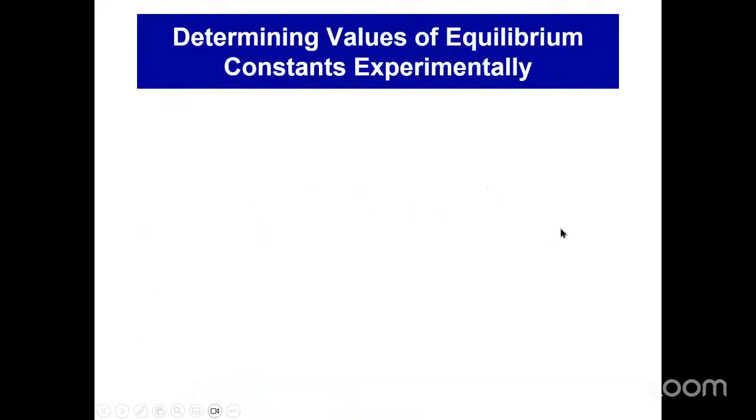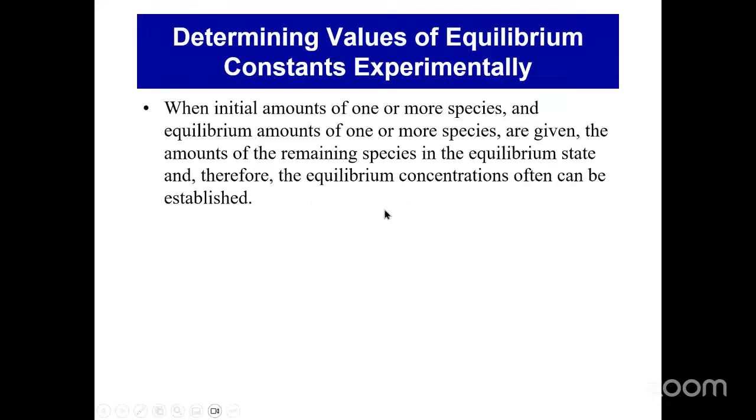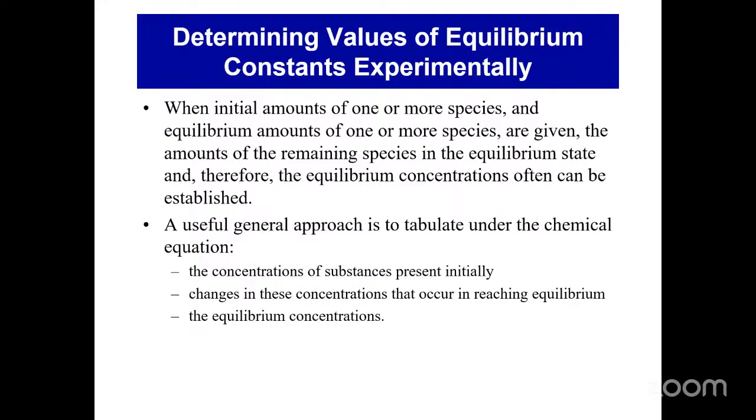Okay, so let's talk about some quantitative aspects of equilibrium. So we can determine, of course, the equilibrium constants experimentally if we know what the concentrations are at equilibrium, all right? Now, typically what we would do is start off with the initial amounts of one or more of the species, and then we determine the amounts at equilibrium, and then we calculate the concentrations and plug them into the equilibrium expression, and that would give us the Kc value, right?